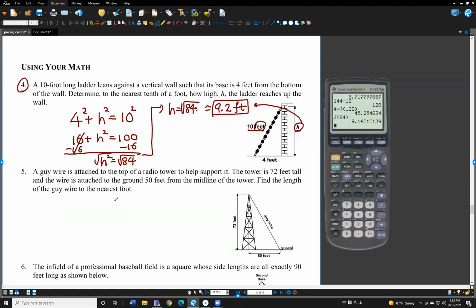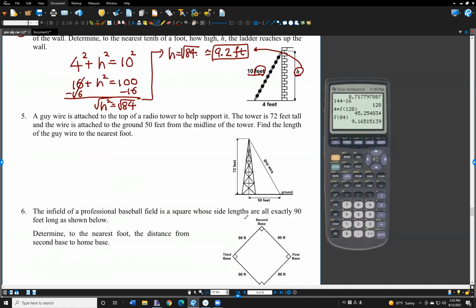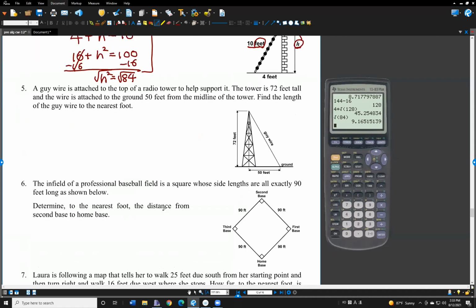All right, one more, number 5. All the others are just the same thing, okay? Wow, this is the same thing. I'm not going to do this one. Maybe number 6.